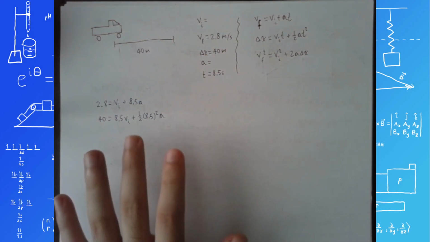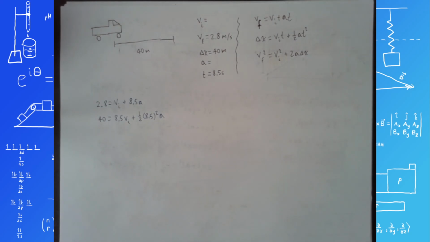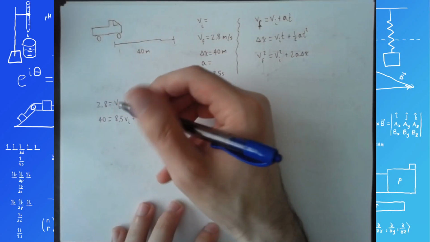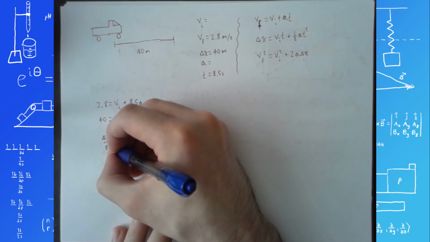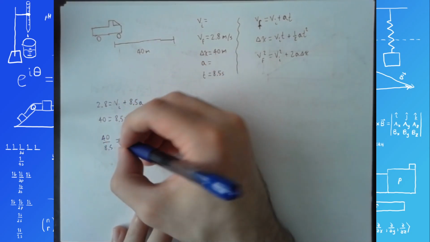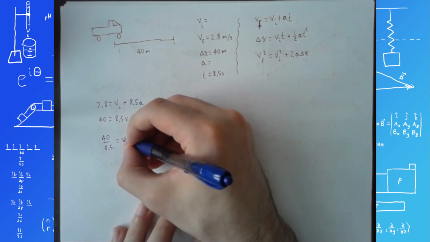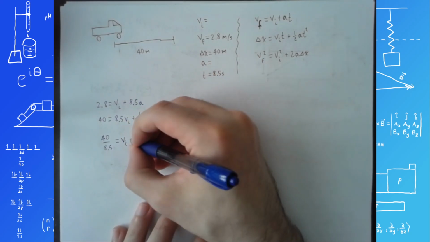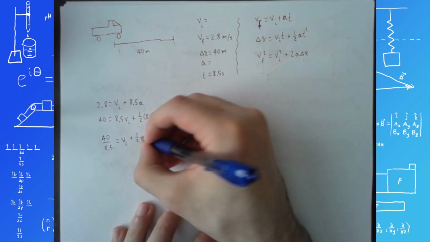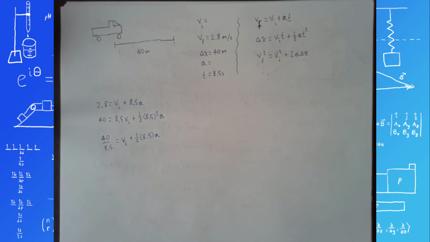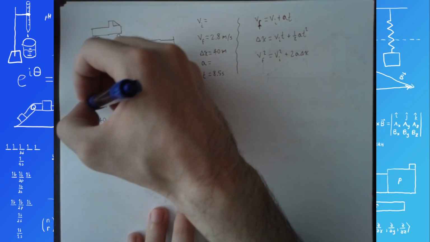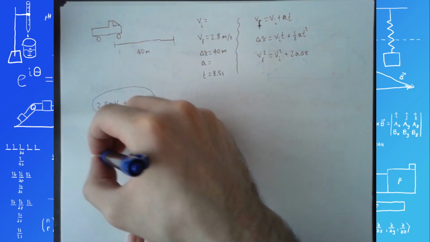I'm not going to square the 8.5 right away because we might be able to simplify something here. In fact, I think I can already see what can be simplified. If I divide by 8.5 here, I get 40 over 8.5 equals v initial plus 1/2 times 8.5a. I might actually be able to solve this by elimination instead of substitution, because now I can just do this equation minus this one.